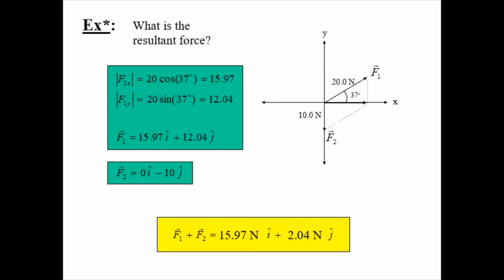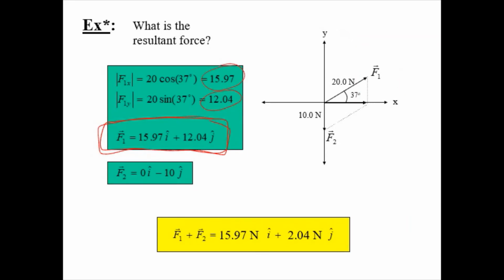So the size of the x component of vector F1 we found as the size of the vector, 20, times the cosine of the working angle. Then we took the size of the vector times the sine of the working angle, and we get the size of the y component for vector F1. Now looking at vector F1, we realize it is pointing up and to the right. It has both a plus x and a plus y direction. And so vector F1 was then written as 15.97i plus 12.04j.